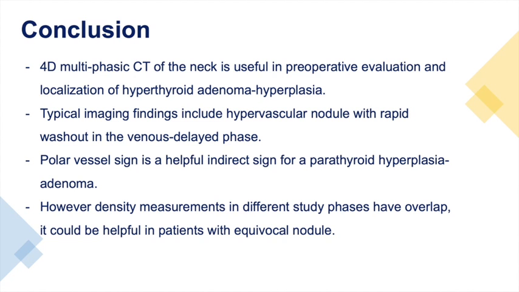In conclusion, 4D multiphasic CT of the neck was found to be useful in preoperative evaluation and localization of parathyroid adenoma hyperplasia in patients presented with primary hyperparathyroidism. The typical imaging findings of parathyroid adenoma hyperplasia include an arterially enhancing hypervascular nodule with rapid washout in the venous delayed phase. The polar vessel sign is not specific. However, it could be helpful as a direct sign for a parathyroid hyperplasia or parathyroid adenoma.